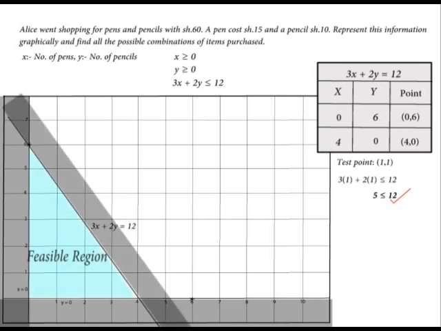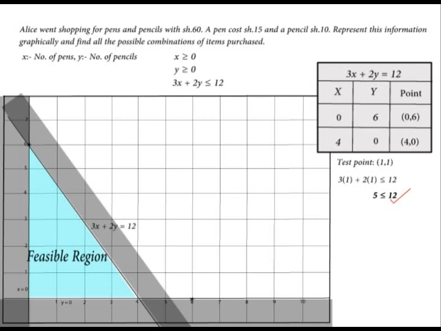So this is the feasible region, and it represents all the possible combinations of what Alice can purchase. We take all the points in that region, including those on the lines, because they are continuous. But remember, only take whole numbers or integral values.